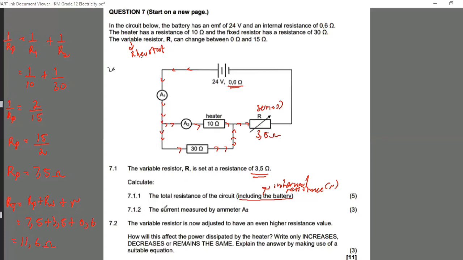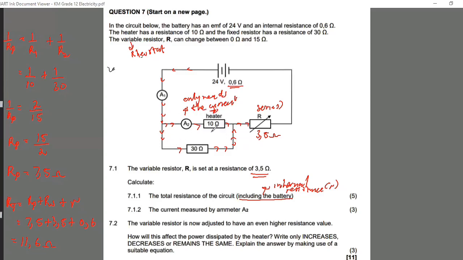Then 7.1.2 says the current measured by ammeter A2. What is the current measured by ammeter A2? First, let's observe that ammeter A2 is connected in series to the heater. So what does this tell us about ammeter A2? Ammeter A2 only reads the current of the heater, right?